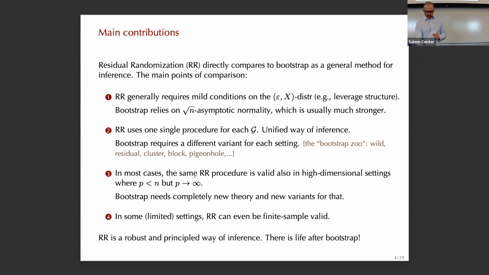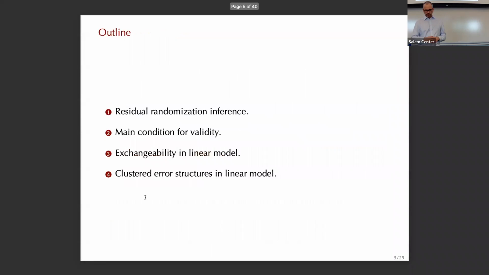Okay, so I'll try to make these claims concrete. I'll try to support this with arguments. So the outline for today is the following. I'm going to describe first of all what this procedure is, this residual randomization that I advertise so much. I'm going to give you the main condition for validity. It's not math heavy. I think it's very, very intuitive. I'll try to give you also some visual intuition of why that holds.